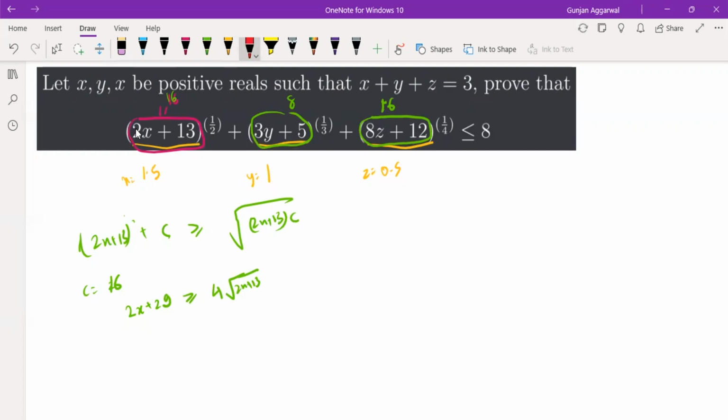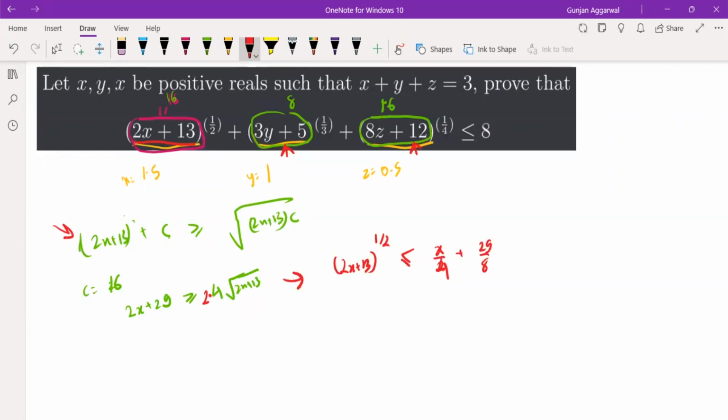Did that make sense? Like why you would want something like this? Yeah. How did you get c as 16 though? Because in the equality case, x is 1.5. So the 2x plus... Oh, yeah, I see. So from here you have 2x plus 13 raised to half less than or equal to x by 2 plus... Wait, this is 2 times this. x by 4 plus 29 by 8.